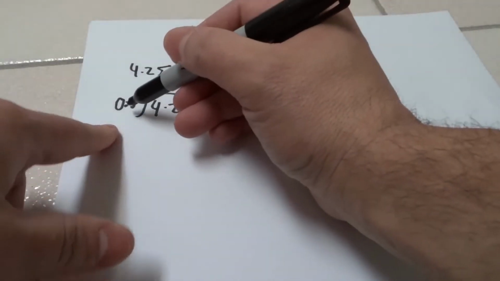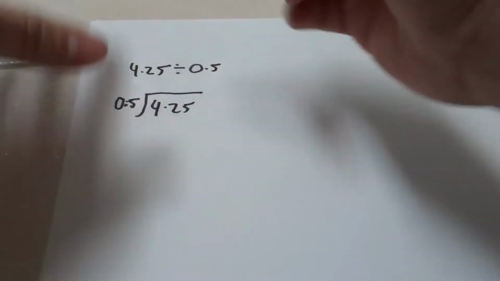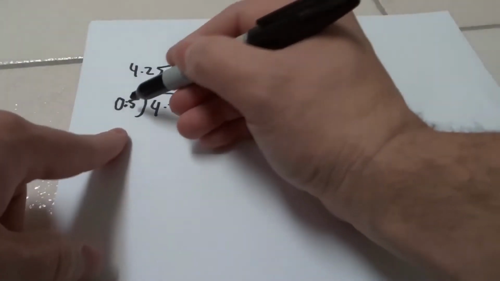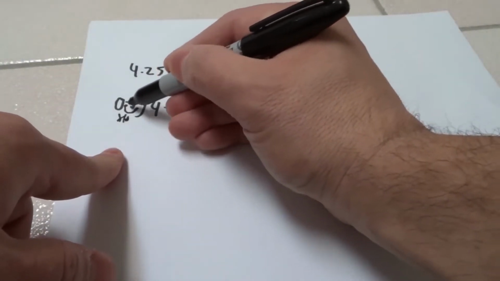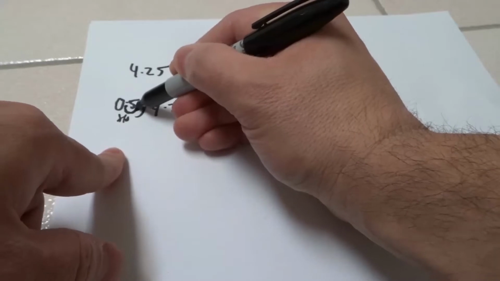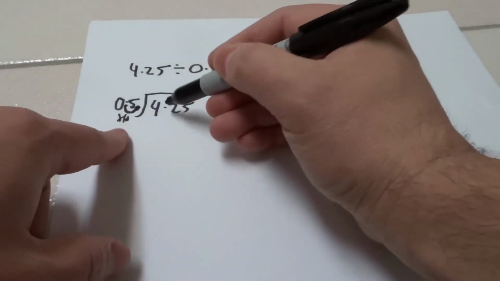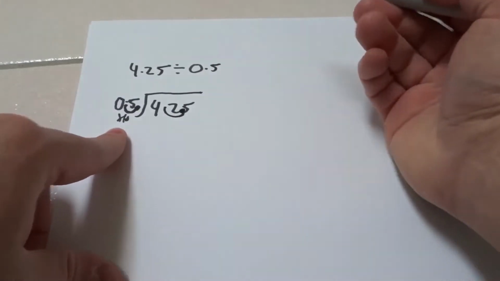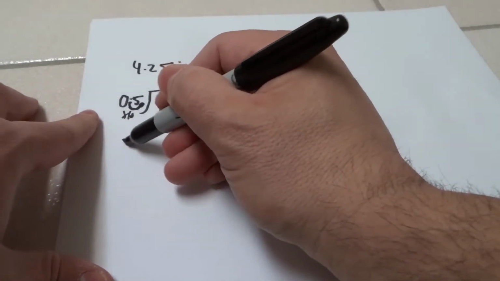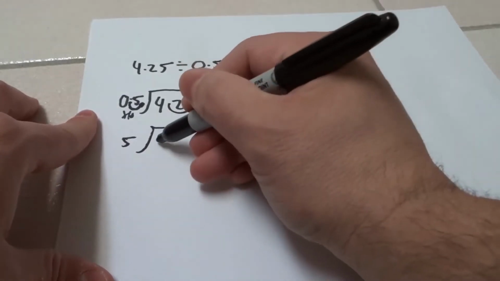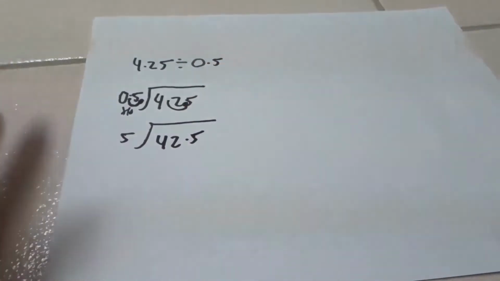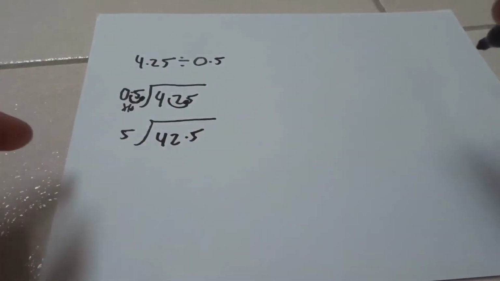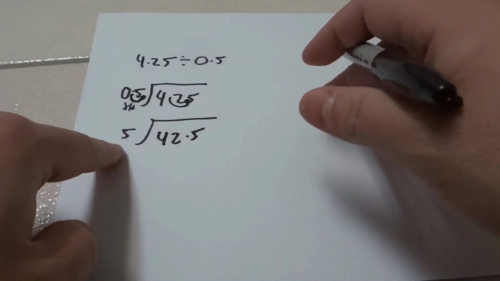Well, if we take this number and multiply it by 10, this decimal moves over here, so it becomes 5. And we do the same thing to this number over here. The decimal moves over here, and it becomes 42.5. So let's rewrite that. This is now 5, and then we have in here 42.5. So we took both of the numbers and multiplied them by 10. And now we have a whole number on the outside.